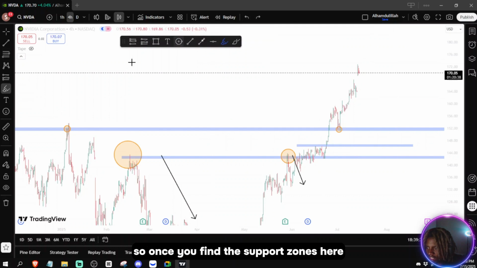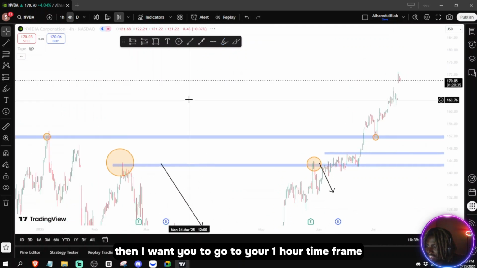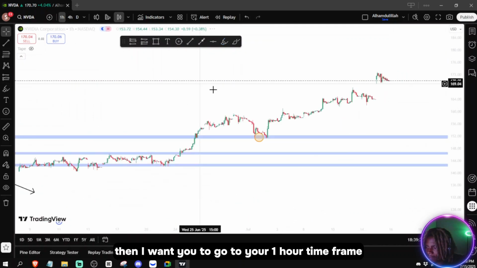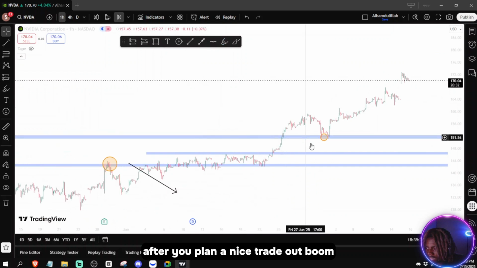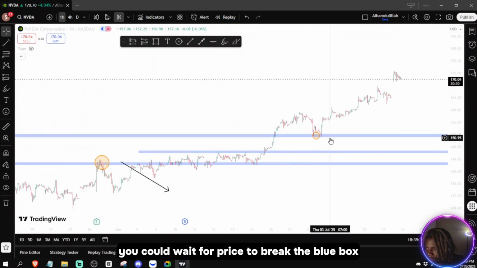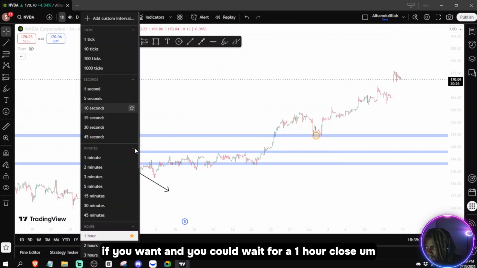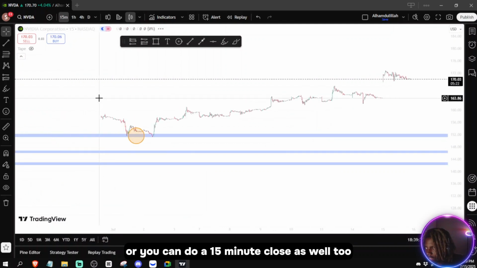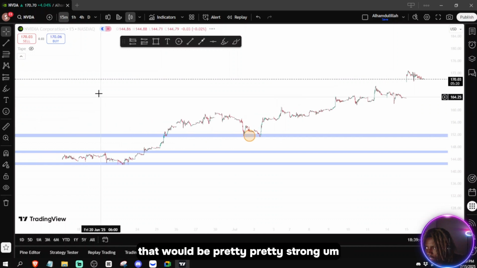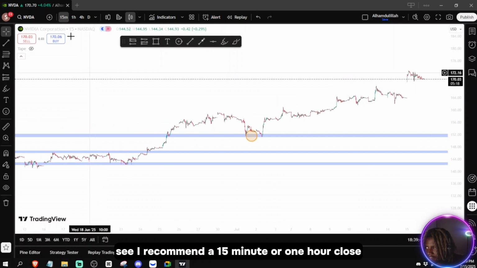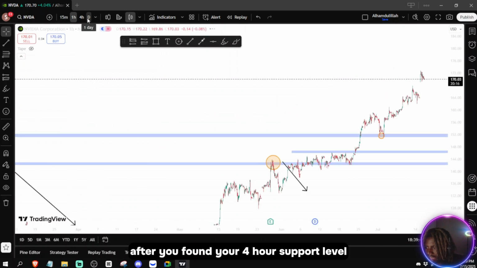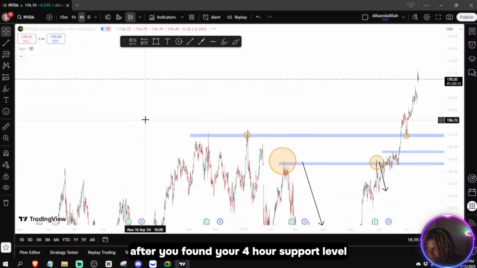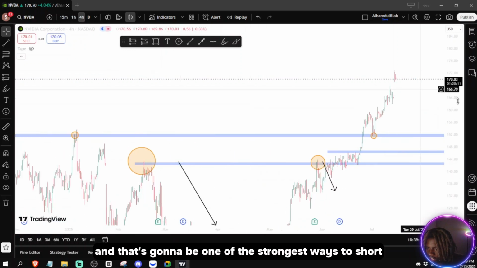Okay. So once you find the support zones here, I want you to go to your 1-hour time frame, and you could wait for this after you plan a nice trade out. Boom, you could wait for price to break the blue box if you want, and you could wait for a 1-hour close, or you could do a 15-minute close as well too. That would be pretty strong. So I recommend a 15-minute or 1-hour close after you found your 4-hour support level, and that's going to be one of the strongest ways to short.